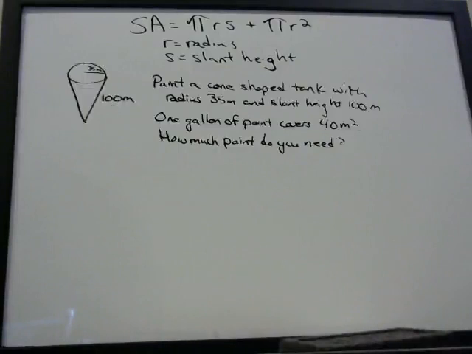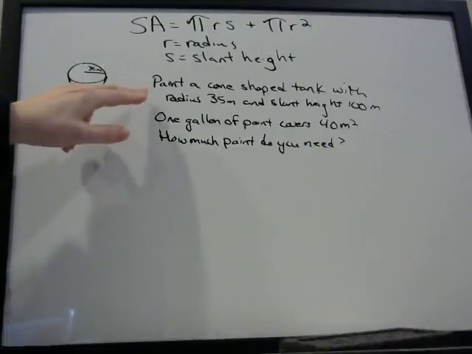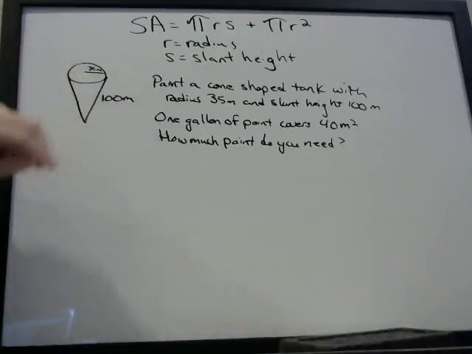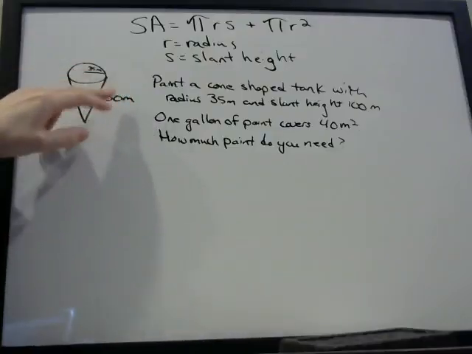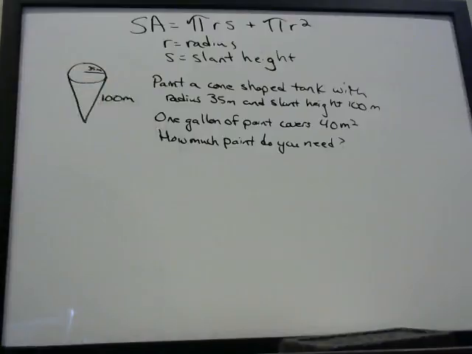Okay, so we have a word problem where we're going to paint a cone-shaped tank, we'll say, with a radius of 35 meters and a slant height of 100 meters. 1 gallon of paint covers 40 meters squared. So how much paint do you need?